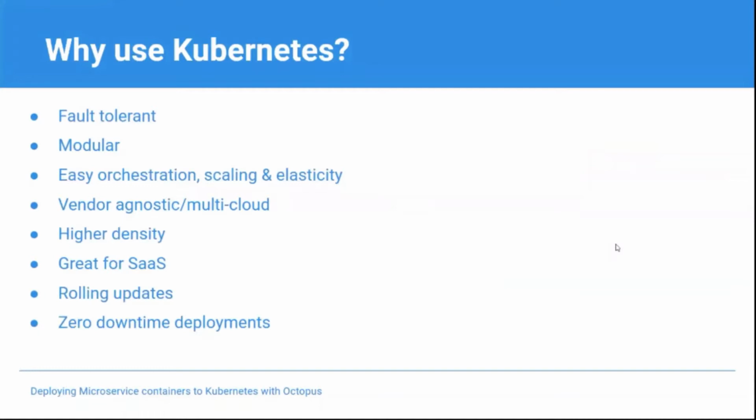So why would you use Kubernetes? Why wouldn't you, really? Everybody's going on about it. It's the hottest thing in technology at the moment. It's fault tolerant, which is great. It's very modular, so you can use it as required. It really gives you easy orchestration, scaling, and elasticity. One of the main benefits is it's vendor agnostic, which means it's multi-cloud. You can run it at a higher density, which means it's great for software as a service. I will talk about that in a little bit, because we use Octopus, AKS, and Terraform predominantly for Octopus Cloud.